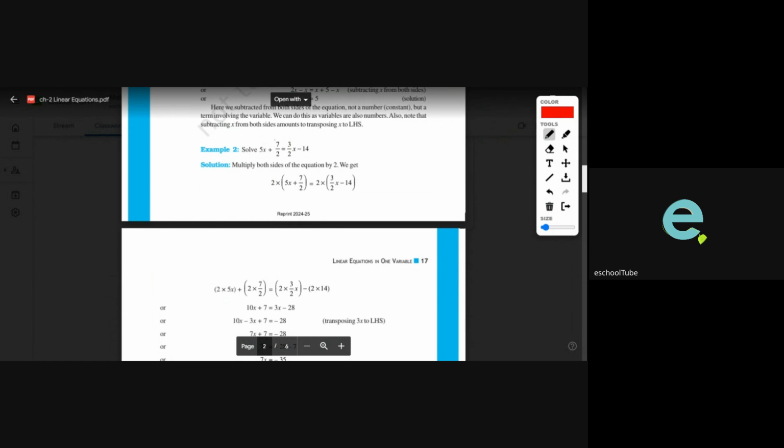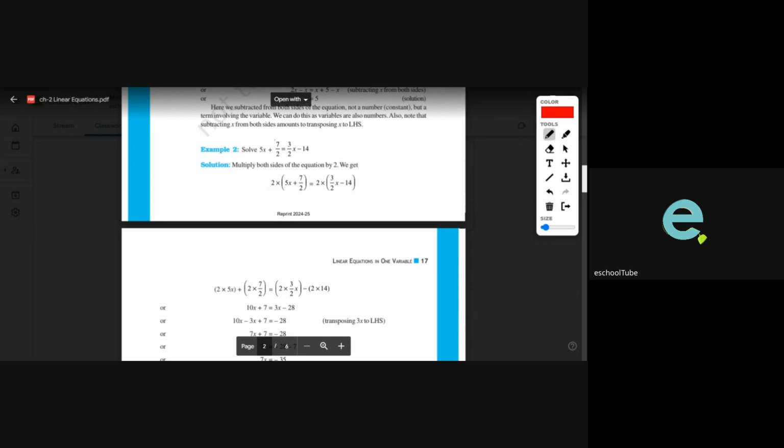Okay. So for example, left hand side 5x plus 7 upon 2. You put it in a bracket and multiply the complete left hand side by 2. And then the complete right hand side, again you have to multiply this by 2 so that the equation remains the same. Now you multiply. So the distributive property tells us that you have to multiply 2 by 5x, then you have to multiply 2 by the other fraction.